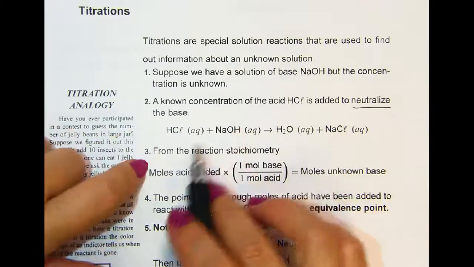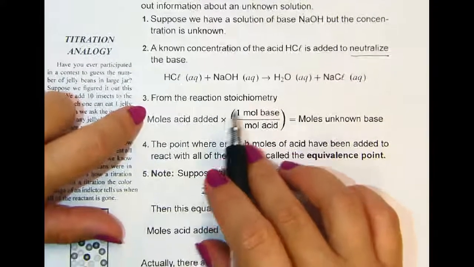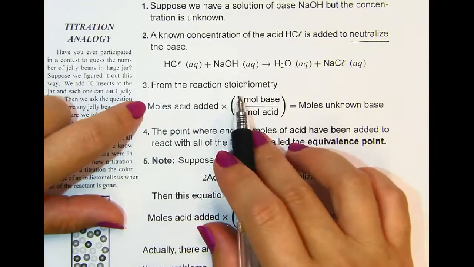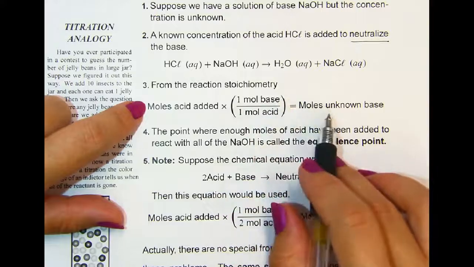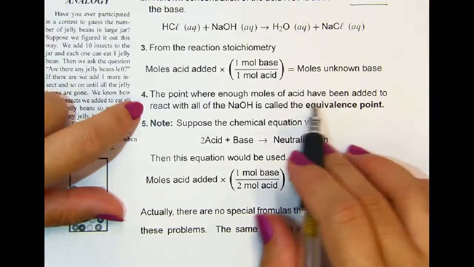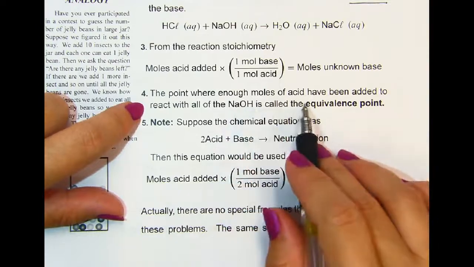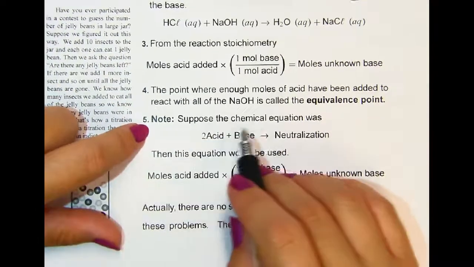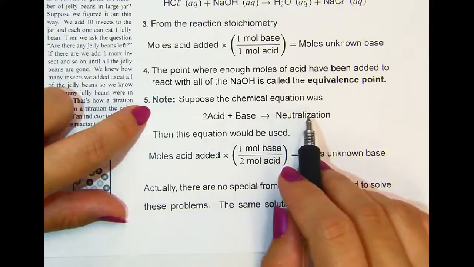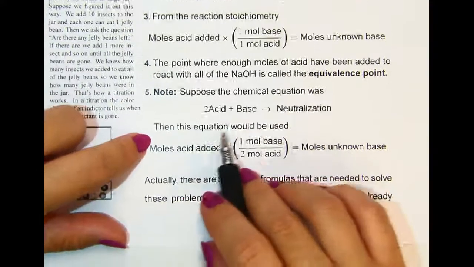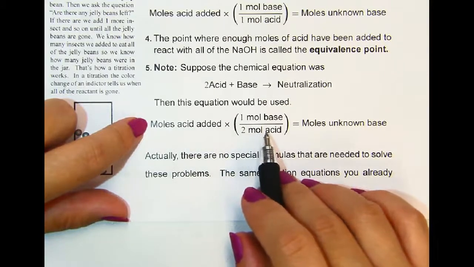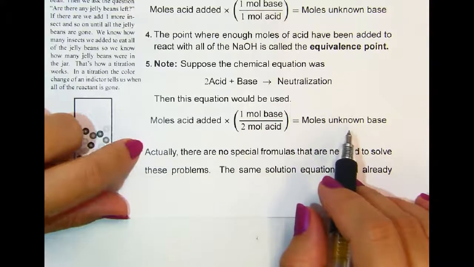Everything's a 1-to-1 ratio. From the reaction stoichiometry, moles of acid added is going to be a 1-to-1 ratio between the acid and the base in order to determine moles of unknown base. The point where enough moles of acid have been added to react with all of the sodium hydroxide is called the equivalence point. Suppose the chemical equation was 2 acids to 1 base makes the neutralization, a 2-to-1 ratio. Then your equation would be this. The moles of acid added divided by 2 times 1 is going to equal the moles of the unknown base.